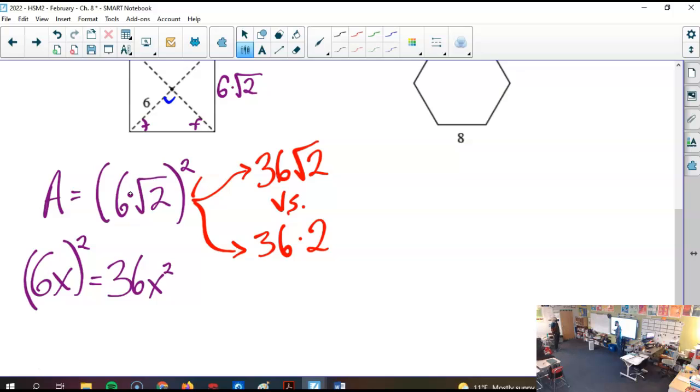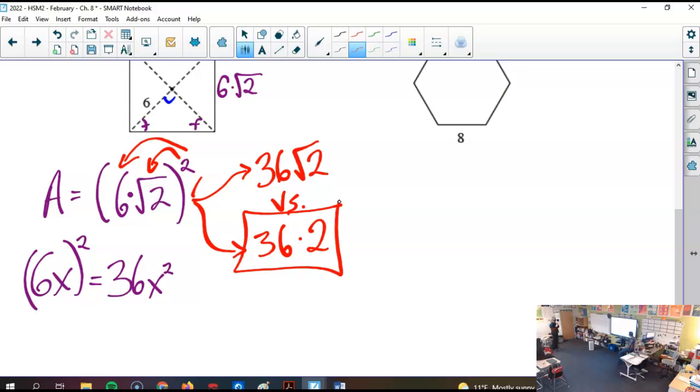And when we have 2 separate pieces and we go to square both of them, the square is effectively distributed. The square applies to both the 6 and the radical 2, because it's a times, not a plus. If it was a plus, we would still have to distribute, but then it would be like FOIL.